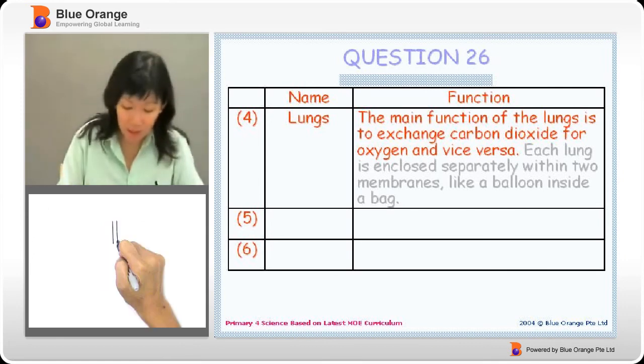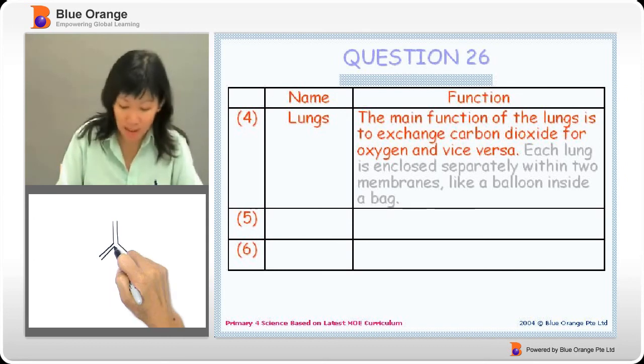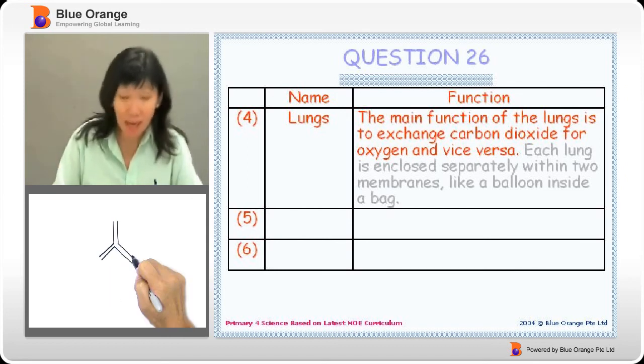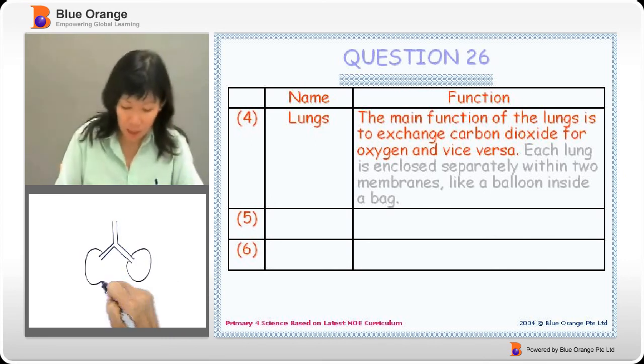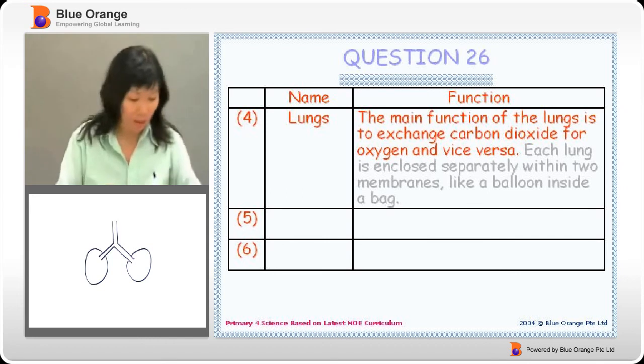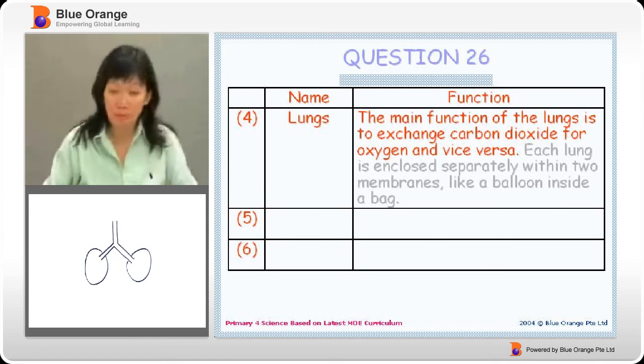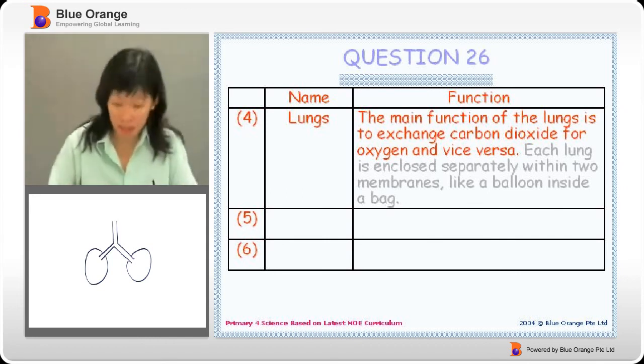Here, we have the windpipe, and then the right and left bronchi. Now, each lung here is enclosed within two membranes, just like a balloon inside a bag.